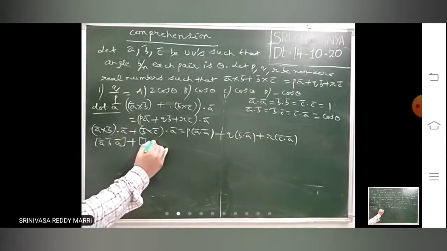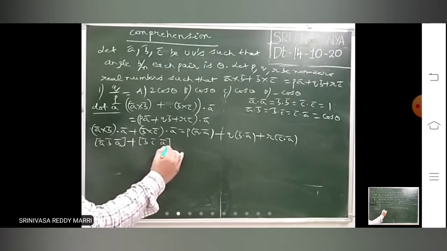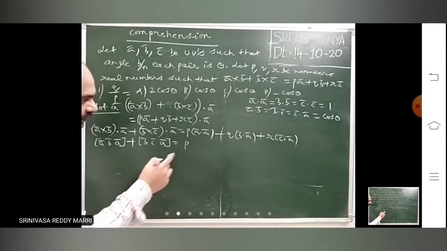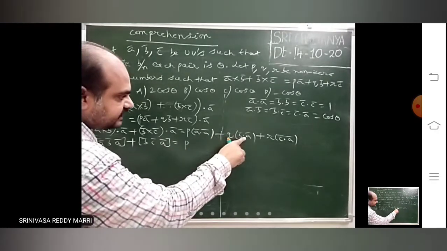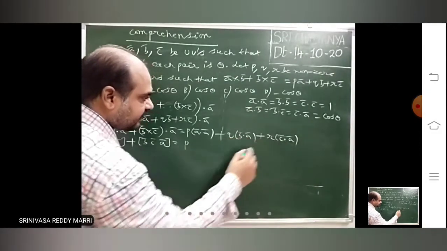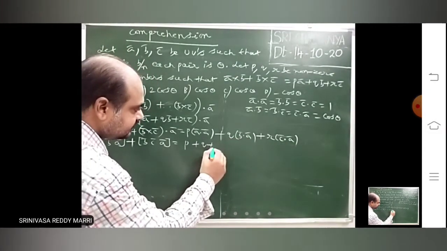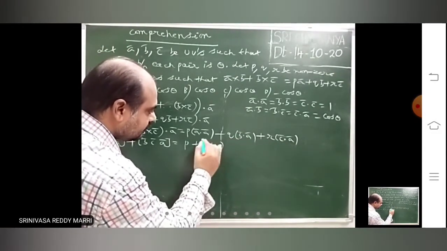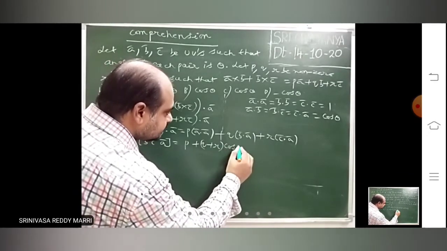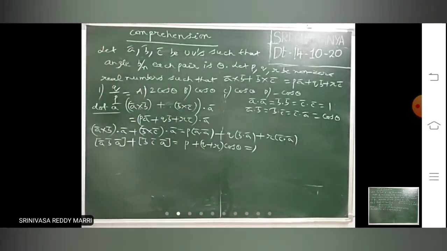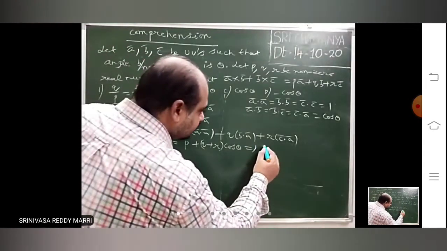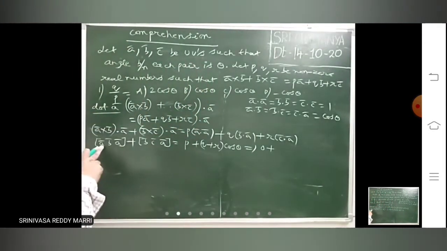According to definition, this is A bar, this is P, and this is cos theta. That means you can write P plus Q plus R cos theta. Look, this is 0 plus, if the two vectors are identical, the scalar triple product will be 0.